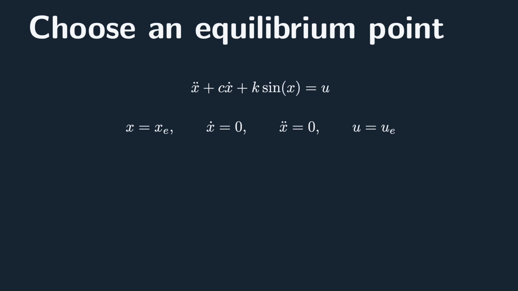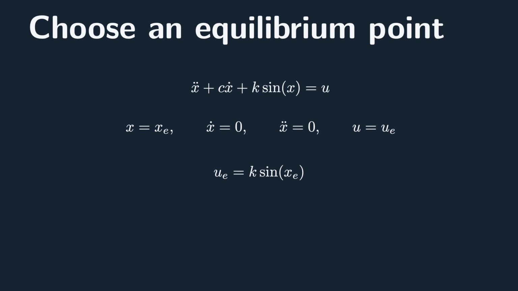At equilibrium, the system is not changing. So x dot equals 0 and x double dot equals 0. We write the equilibrium position as x sub e and the corresponding constant input as u sub e. Substituting these equilibrium values into the ODE gives k sine x sub e equals u sub e.